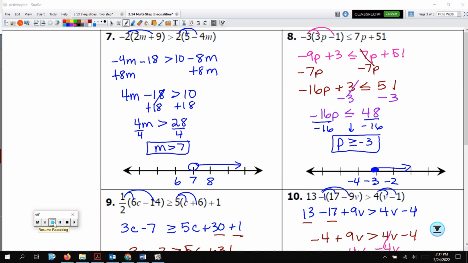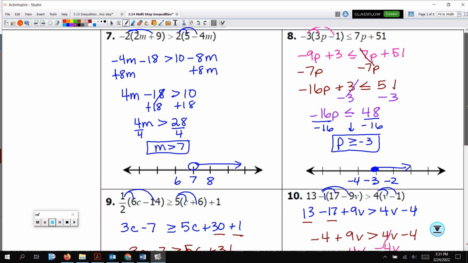Okay, take a look at number 8. Did you remember to flip the symbol? Because you ended up dividing by a negative and got p is greater than negative 3. Closed circle at negative 3. All the solutions pointing to the right.